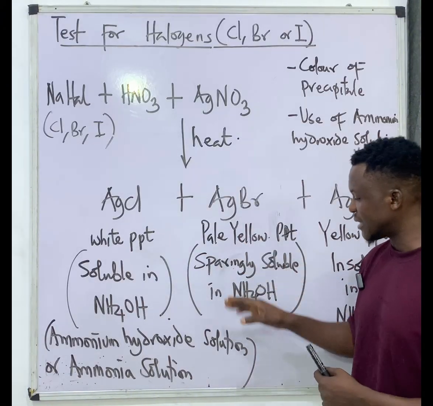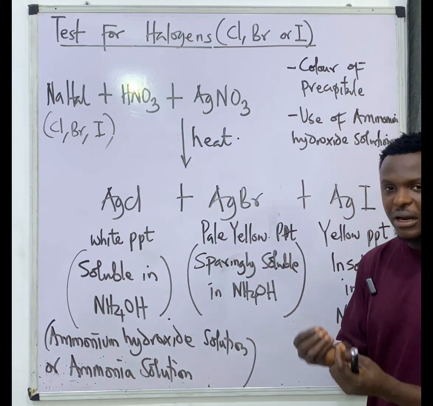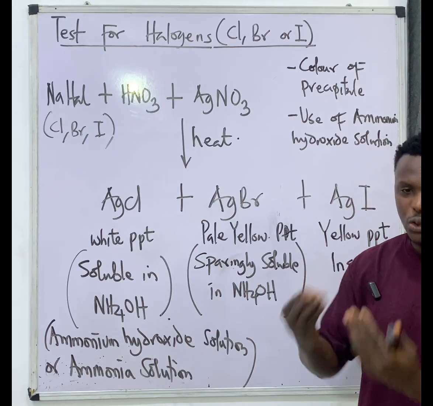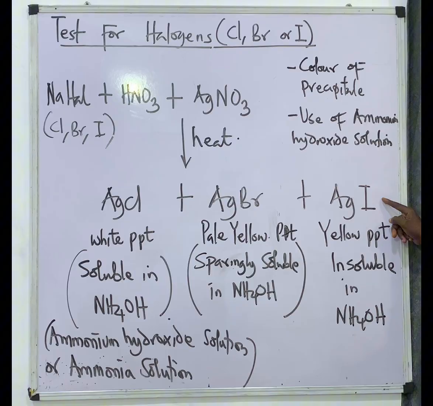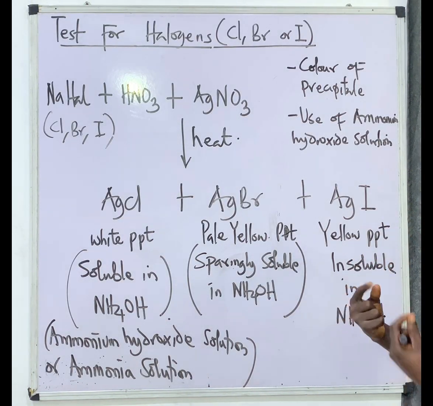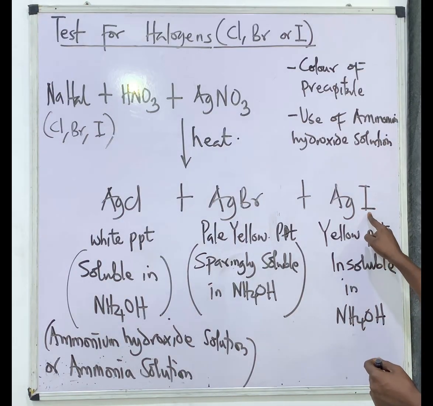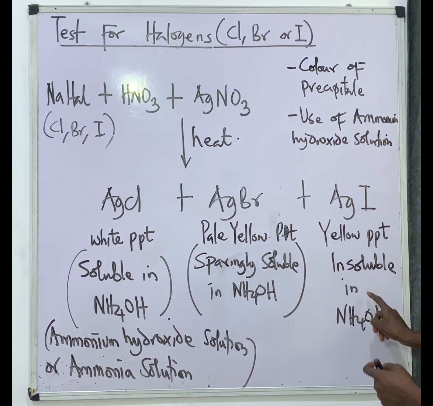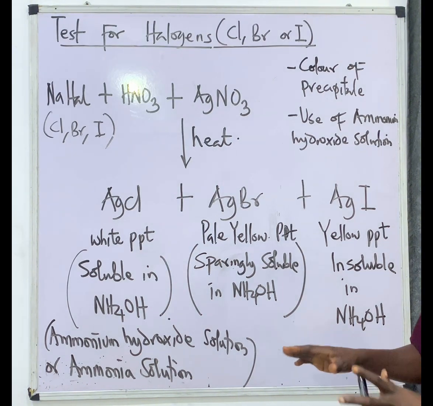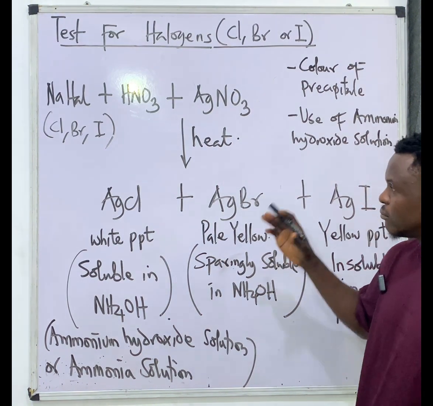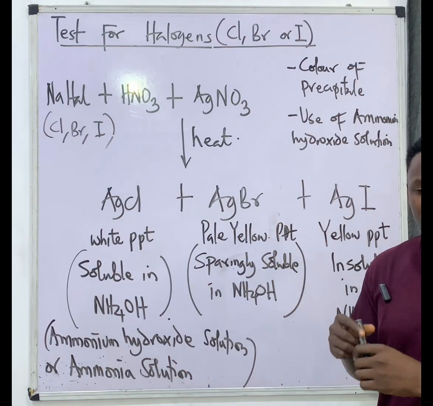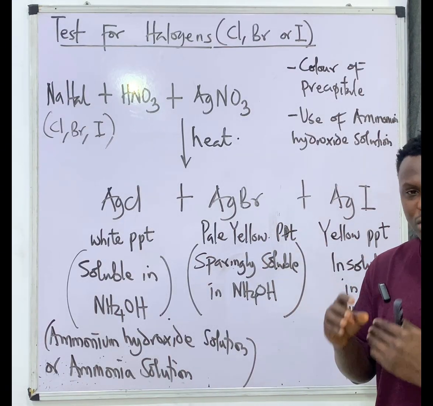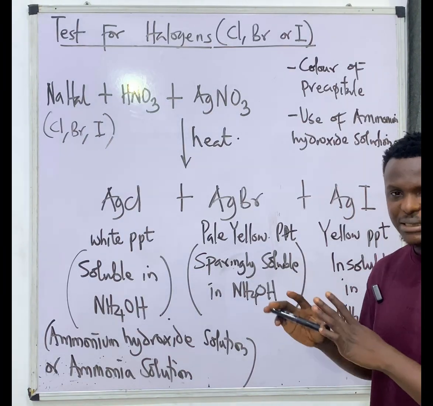If you dissolve this one inside ammonium hydroxide, it is sparingly soluble. Sparingly soluble means it is not very soluble, but it's still soluble. The last one is silver iodide. If the color of the precipitate is bright yellow, it tells that the halogen present is iodine. And if you dissolve this precipitate inside ammonium hydroxide, it is insoluble. So having said this, at the end of this topic, I'll be giving us questions, and you can see how the questions were twisted to help us understand this better.